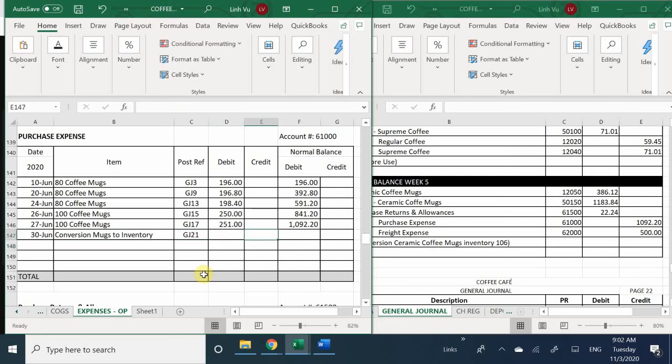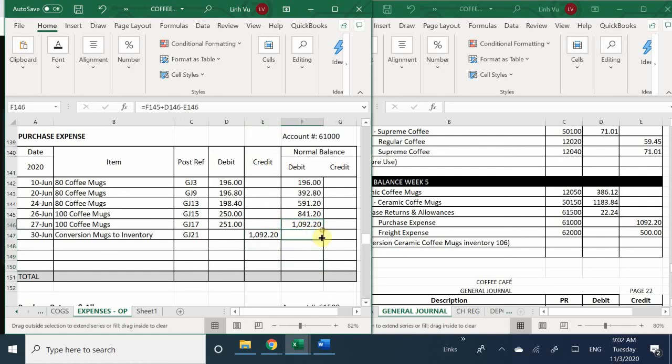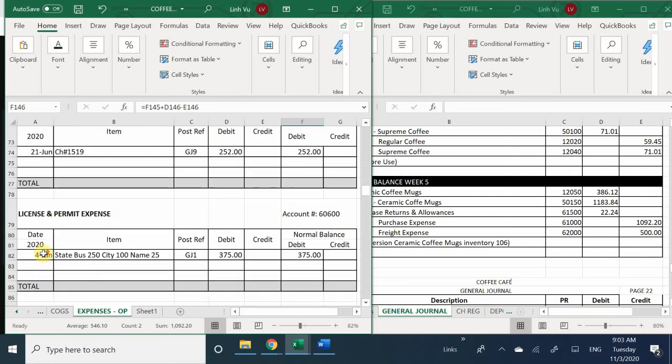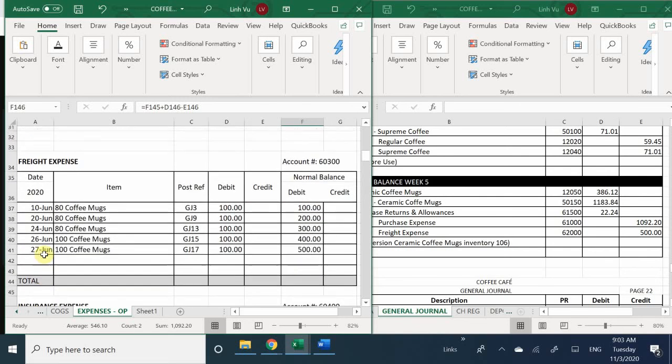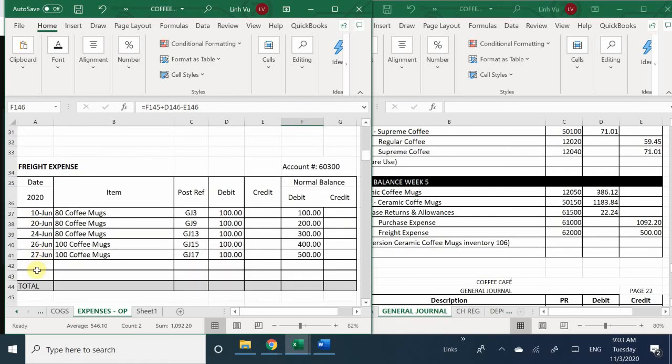21. And how much did we credit our account for? 1092.20. Okay, so therefore, my new ending balance should be 0, right? 0. Good. All right, now last thing we have to do is the freight expense. Here we are, freight expense.